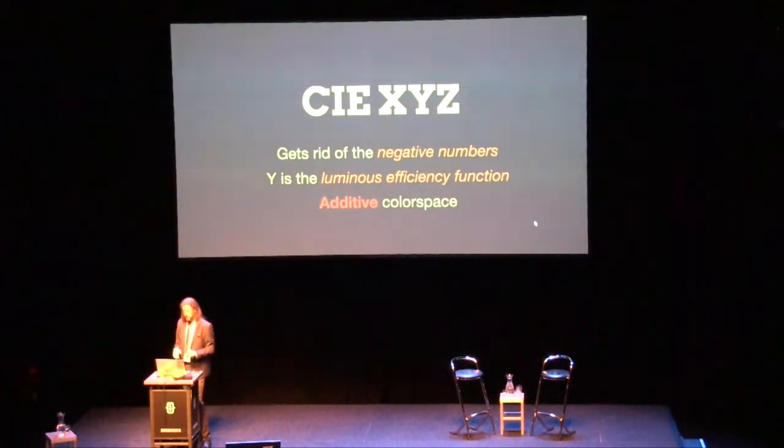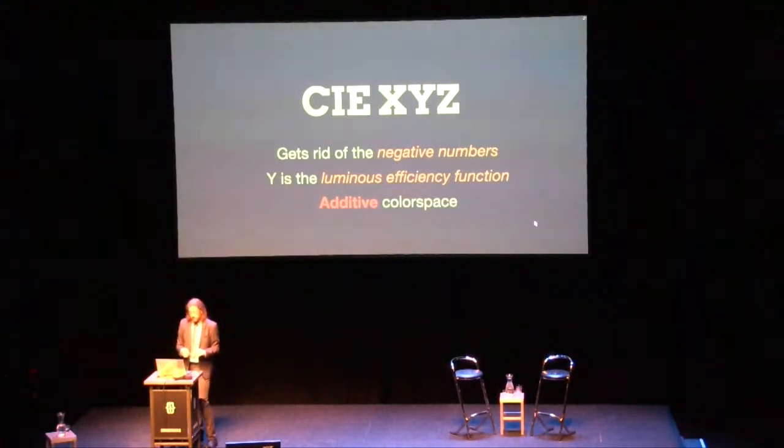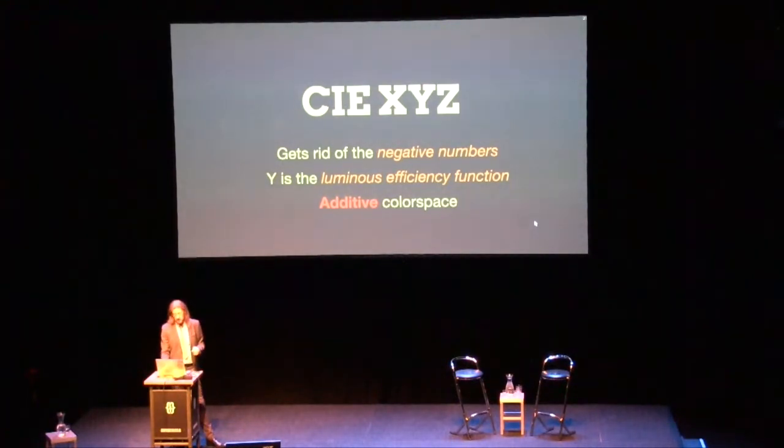It's a very good space for doing calculations. It's a good space for doing compositing. Doing compositing in something like XYZ, which is a linear light color space, gives you much nicer results than doing it in RGB. Okay, so XYZ is great.